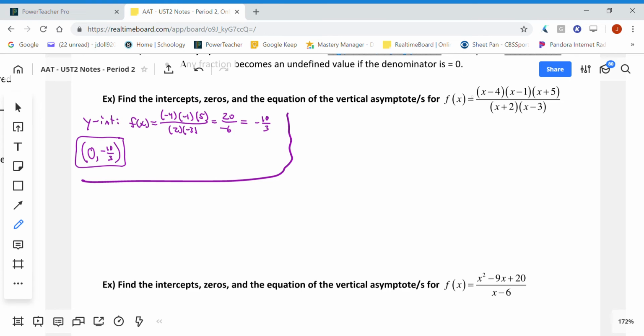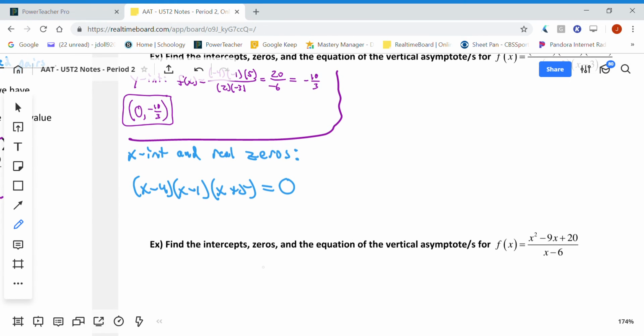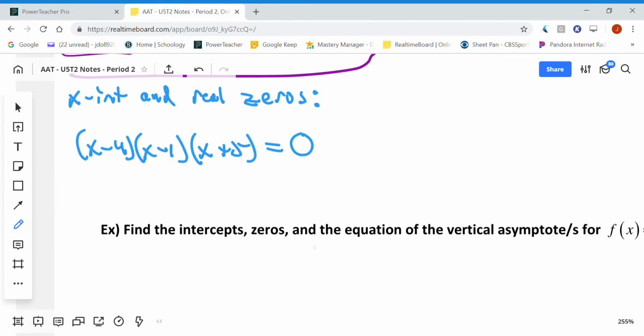I care about what values will cause the numerator to be equal to 0. Let me go back and just label this here. So this is to find our x-intercept and real zeros here. All right, so what I'm going to do is take the numerator, x minus 4 times x minus 1 times x plus 5, and set that entire numerator equal to 0. Well, using zero product property, this is pretty straightforward.